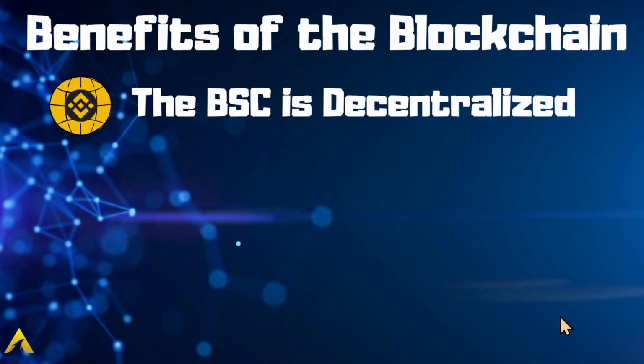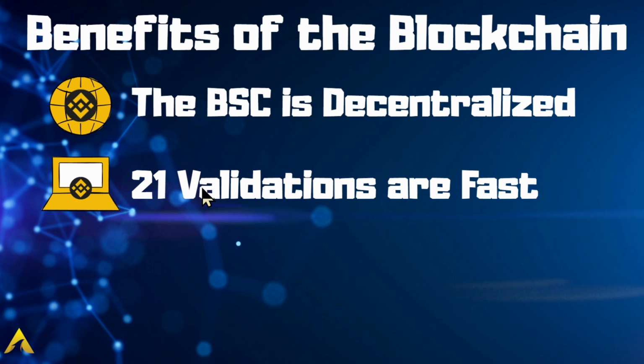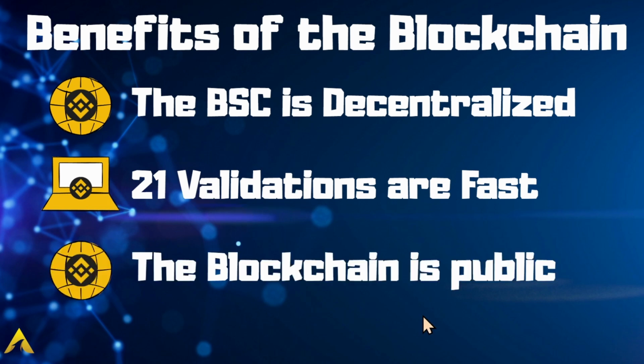Here are some of the benefits of the blockchain. The Binance Smart Chain is decentralized. So what that means is those 21 servers or nodes are independent and not controlled by one person. Those 21 validators are fast. Transactions happen very quickly. The blockchain is public, and what that means is the transactions and the ledger are public to inspect. So there's a transparency that exists in the blockchain.